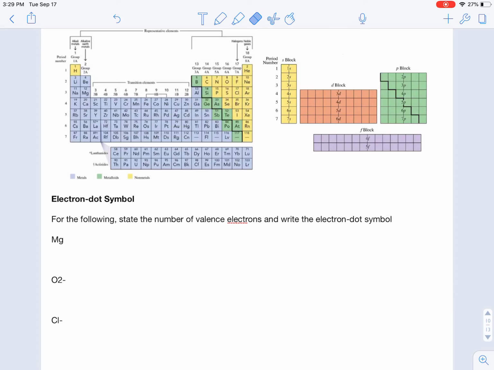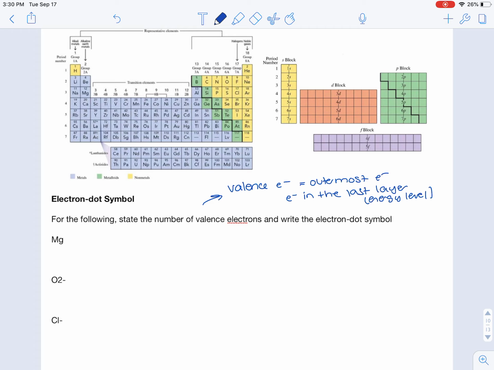For the following, state the number of valence electrons and write the electron dot symbol. Valence electrons are the outermost electrons for an element, the electrons in the last layer, energy level. Those are the ones that are going to be reacting, giving or taking to form different things.